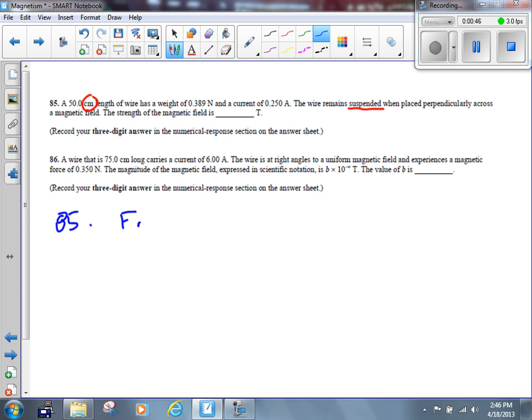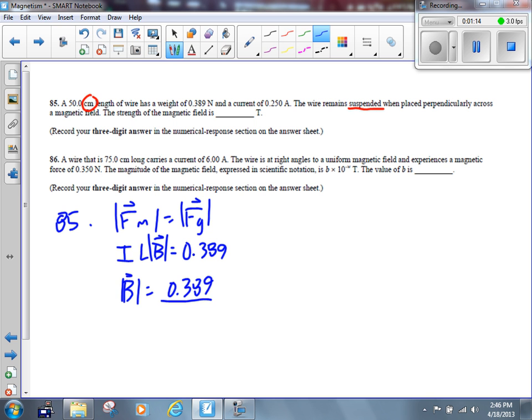So we're going to say Fm is equal to Fg, or you could do it the other way around if you wanted. Fg is equal to Fm. We've got ILB is equal to, well, normally at this point we'd say it's equal to m times g, and it is. But in this case, we already have the value of mg. We have the weight, which is the force of gravity. We know that Fg is 0.389 newtons. If we're looking for the value of the magnetic field, now all we have to do is say 0.389, the gravitational force, the weight, divided by I times L. We make sure that we plug in the value of the length as 0.50 meters. If we do that, we get an answer for number 85 of 3.11 Tesla.